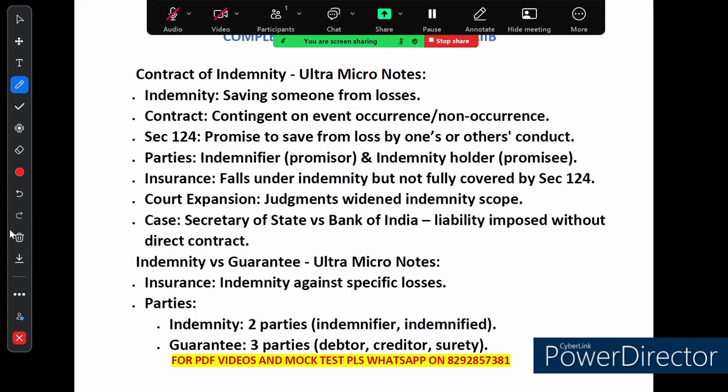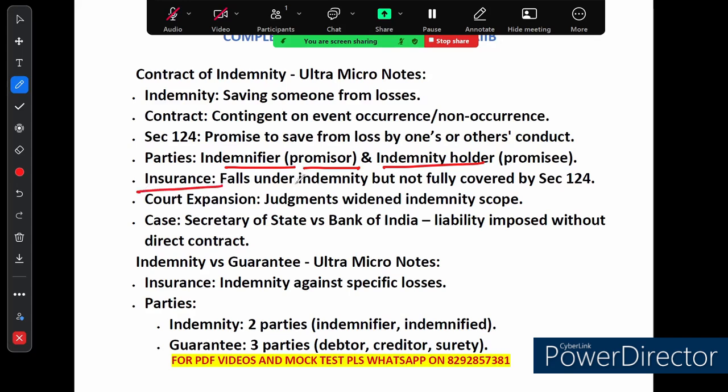Now under section 124 of the Indian Contract Act, the person who promised to protect is called the indemnifier, and the one who is getting protected is called the indemnity holder, or we can say promisor and promisee. Since the promisor is the one who will promise, and the indemnity holder is the one who will get protected, right? For example, let me give an example.